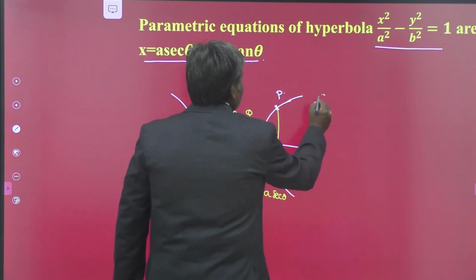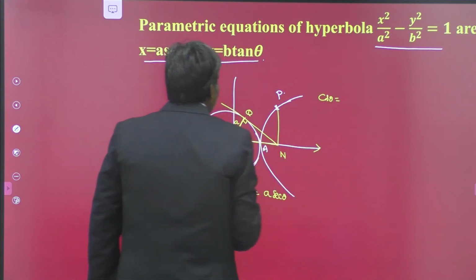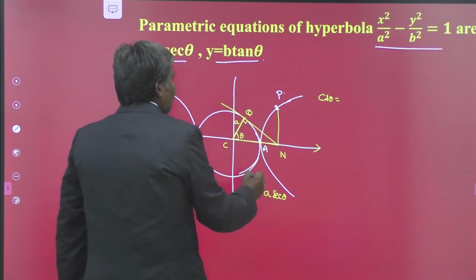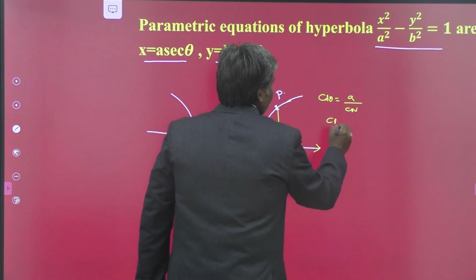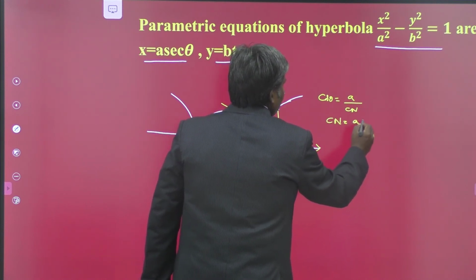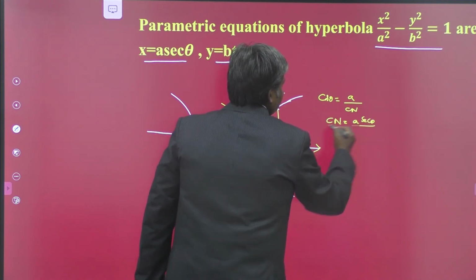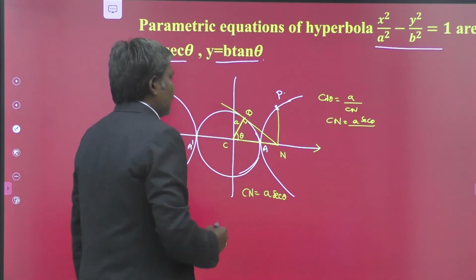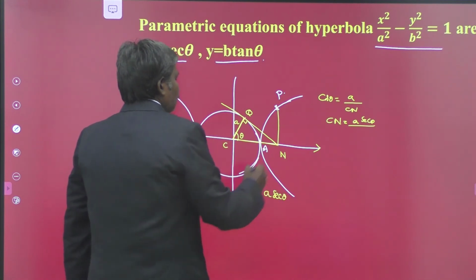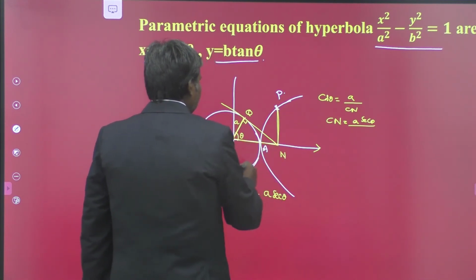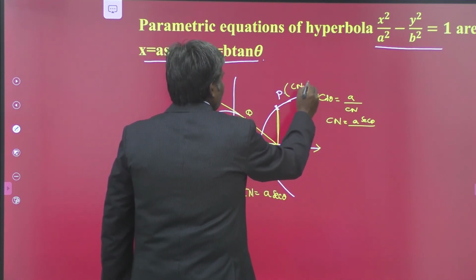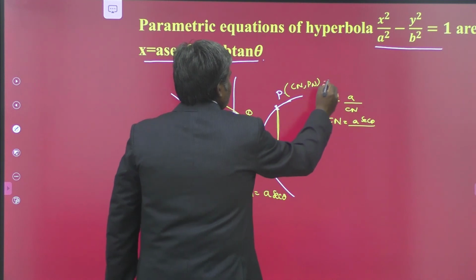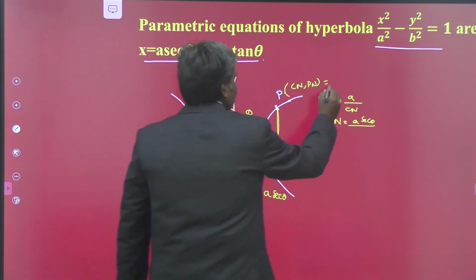Suppose cos theta is what? From the right angle triangle, cos theta equals adjacent side by hypotenuse, a by CN. Therefore, the value of CN is equal to what? a secant theta. That is why I am writing CN as a secant theta. Suppose this is PN. This is CN. The coordinates of P are what? CN comma PN. Suppose CN is what? a secant theta.